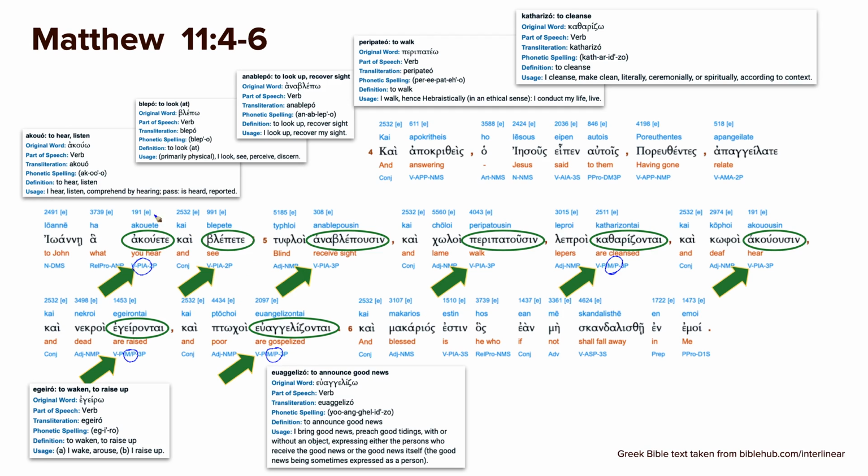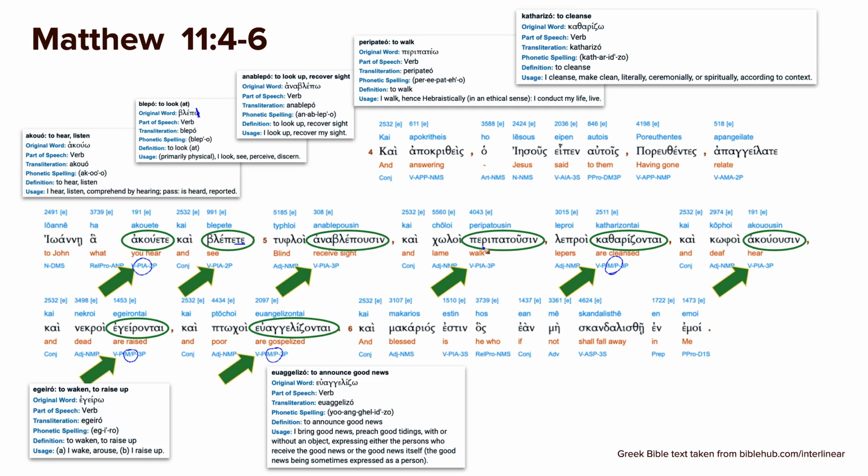So let's look at akuete. This is from akuo, which means to listen or to hear. So tell John what you hear and see. You, plural, second person plural, akuete. Blepete comes from blepo, which means to look at. And so we have the ete ending. We take off the omega, which is for the first person singular, and you're left with blep and then add ete. And then we have anablepusin. Here, to receive sight is anablepo. Blepo is to look at, and anablepo is to recover sight, receive sight.